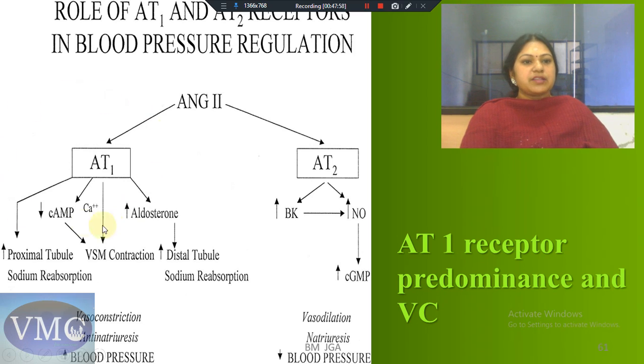So AT1 on the systemic level causes an increase in aldosterone secretion, vasoconstriction, natriuresis, blood pressure regulation. AT2 causes an increase in bradykinin, increase in nitric oxide, increase in cyclic GMP, vasodilation and natriuresis. So it causes a decrease in your blood pressure. So the AT1 receptor predominates and it causes vasoconstriction in your kidneys.